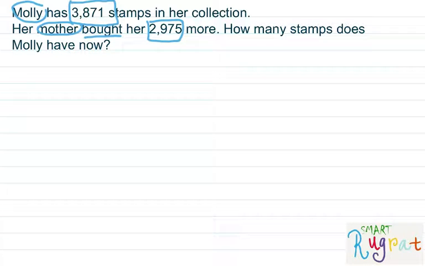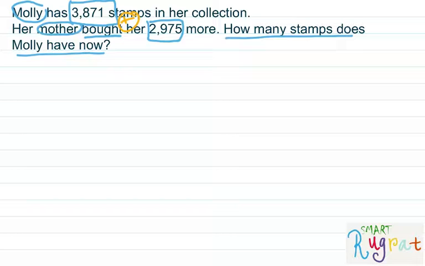2,975. So bought means that her collection is going to get bigger. It doesn't say that mom took from her collection. So that means that we have to add. So I'm going to put a plus sign right there. And I'm going to circle it so I remember that in this problem I have to add. And then I'm just going to underline the question, how many stamps does Molly have now?